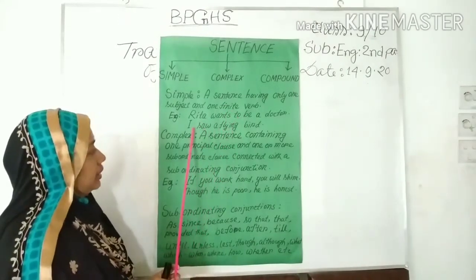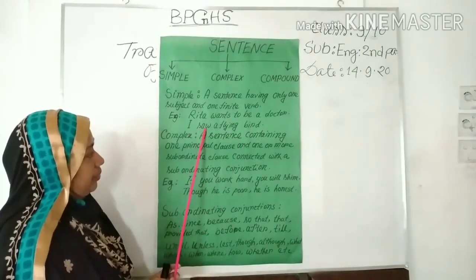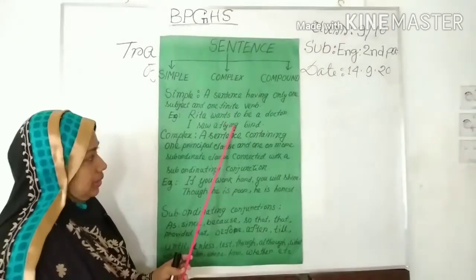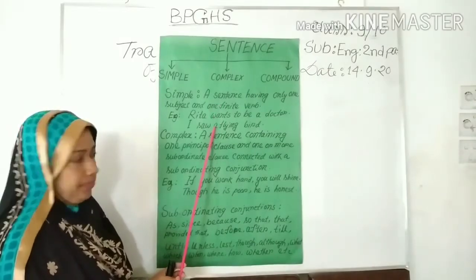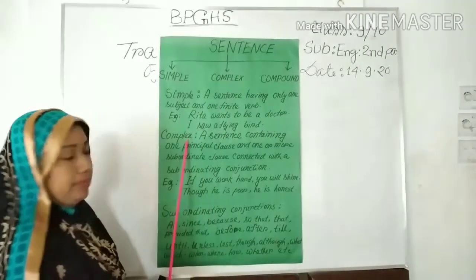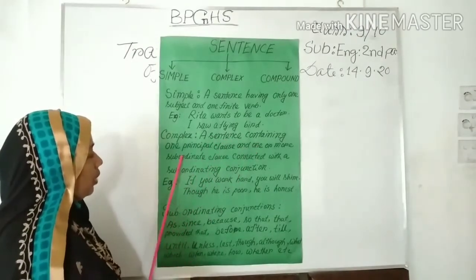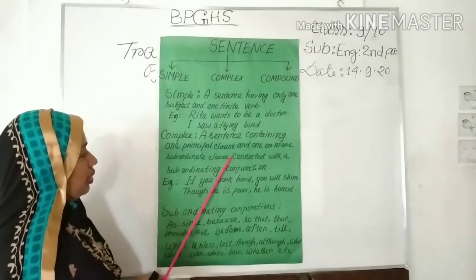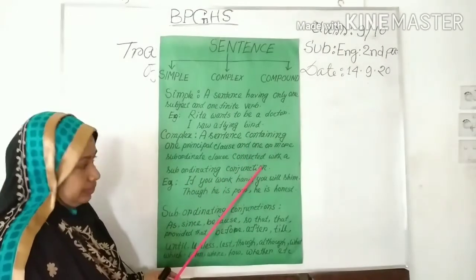Again, in another sentence, I saw a flying bird. Here is only one subject and one finite verb. And here is another verb, flying. It's a non-finite verb. So it's also a simple sentence. Now, complex sentence. A sentence containing one principal clause and one or more subordinate clauses connected with a subordinating conjunction.